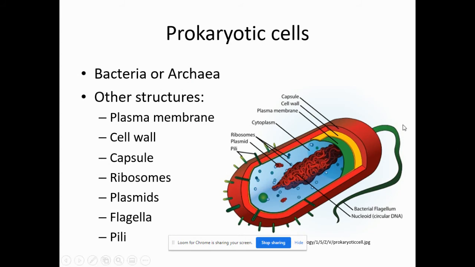They have flagella, which is this whip-like structure that helps in locomotion. But again, it's different than the flagella that we'll see in eukaryotic organisms. And they can also have pili, which are these cellular extensions that can help aid in cellular communication.